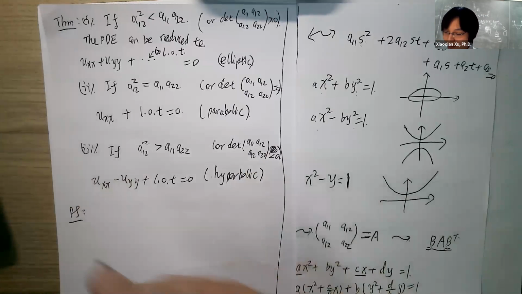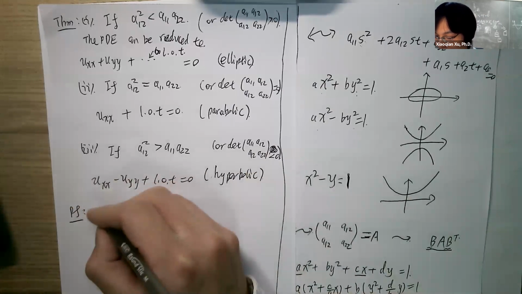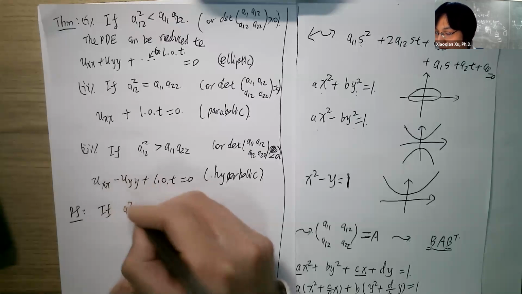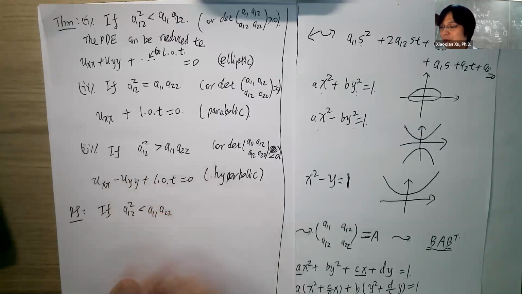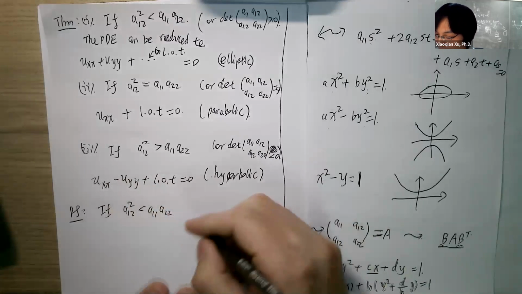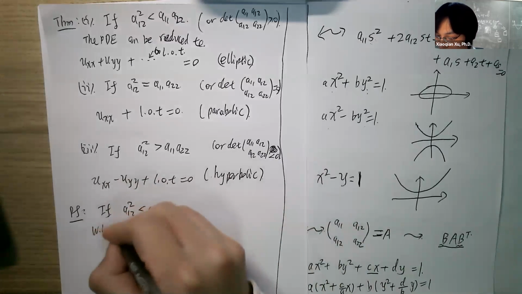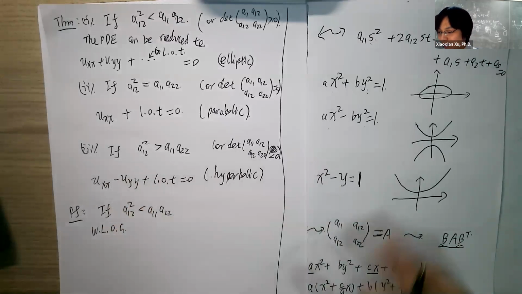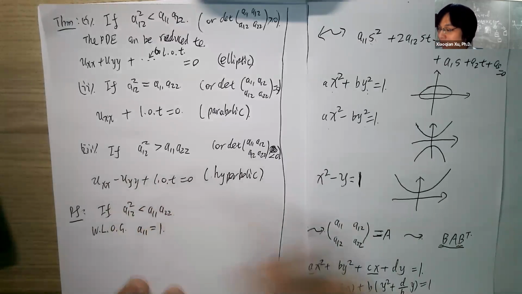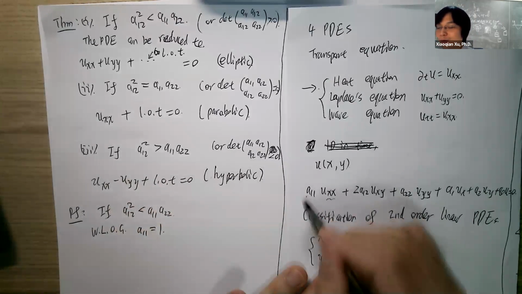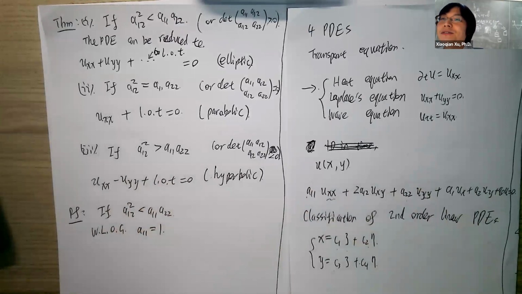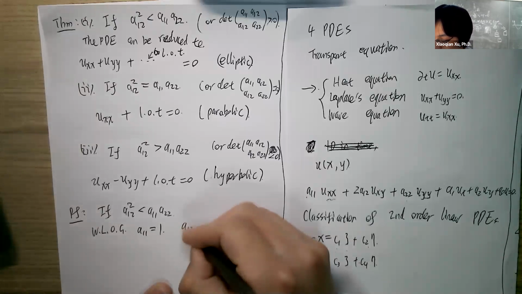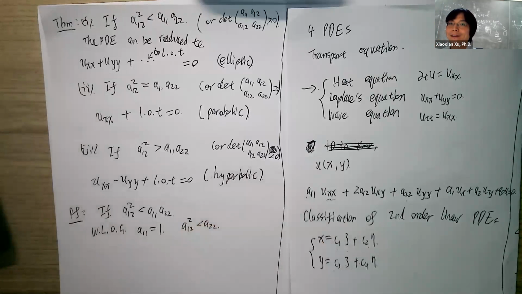So for instance, let's say you have a12 squared less than a11 a22, which is an elliptic case. Then without loss of generality, we can divide both sides by a11, because a11 is a positive number. So we can assume a11 equals 1. We can divide by a11 and make it 1 and it doesn't change anything else. And then in this case, that means we have a12 squared less than a22.